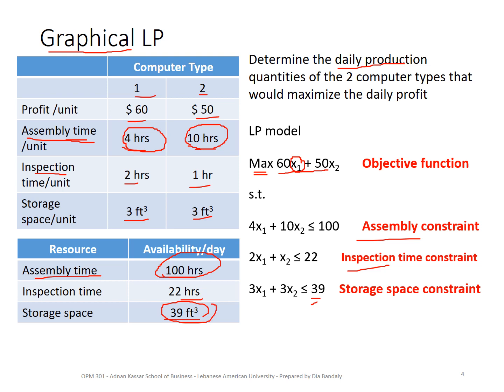Are we missing anything? Very good. Yes, we are still missing the non-negativity constraint. So we have to add here that x1 and x2 should be greater than or equal to 0. This is the non-negativity constraint.